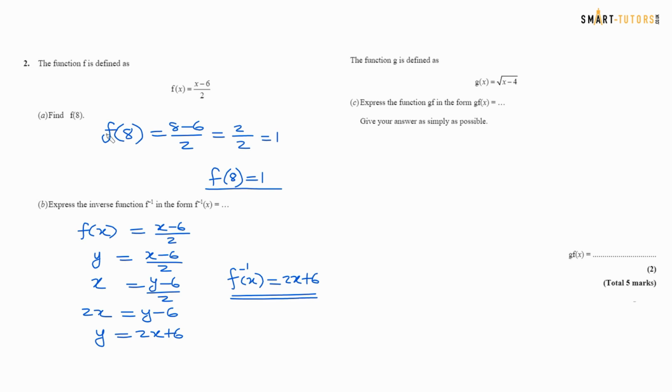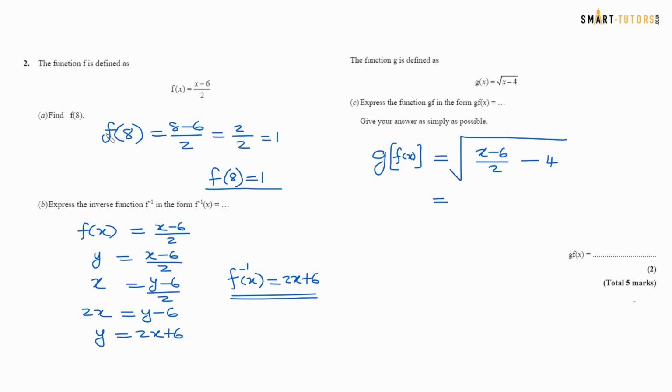The function g is defined as g(x) equals square root of (x - 4). Express the function g(f(x)) in the simplest form. Give your answer as simply as possible. So g of f(x) means the f(x) function is going to be the input for the g function. So g function is given here. So this is going to be square root of, instead of x, you're going to replace the (x - 6)/2 minus 4.